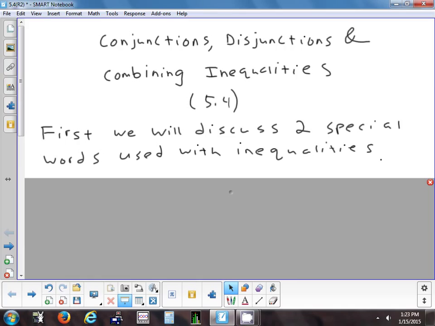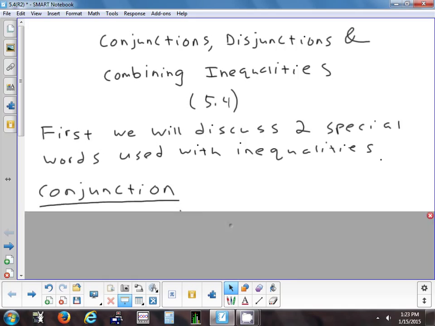We're going to talk about two special words that are used with inequalities, and they're right in the title: conjunctions and disjunctions. In English, you might have talked about a conjunction. Anybody remember what word we use in English that's a conjunction? Two words that you put together. It puts two separate things together. What's the word that does that?